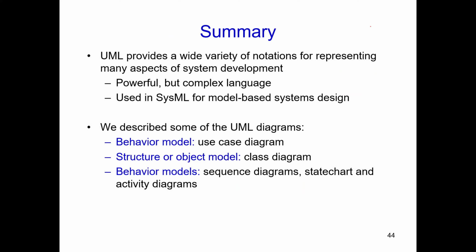So in summary, UML provides a wide variety of notations for representing many aspects of system development. It is a powerful but complex language used in system modeling for model-based system design. And in this lecture, we described some of the UML diagrams, including the behavior models, such as the use case diagrams, the structure object model, like class diagrams, and behavioral models, like sequence diagrams, state chart, and activity diagrams.